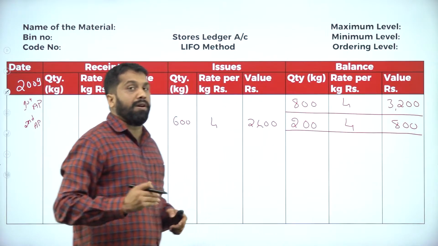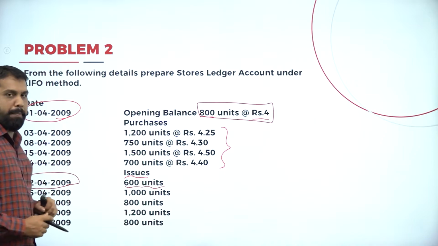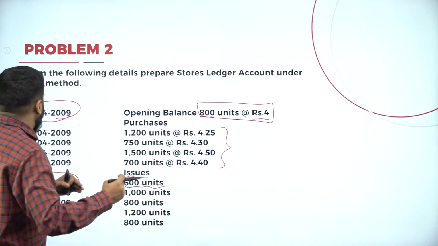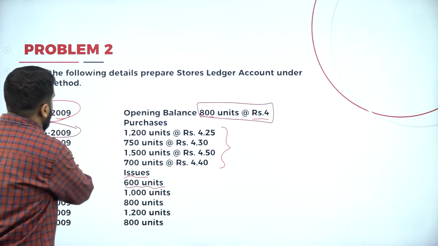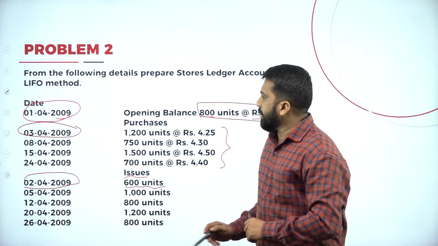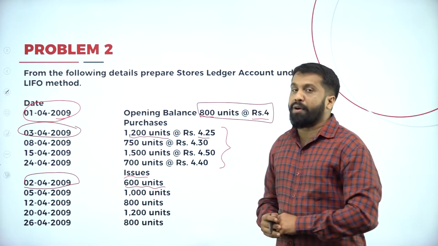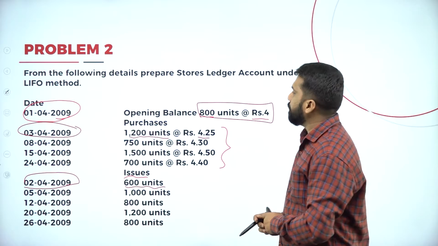Now we'll go for the next one. Once you're done with 2nd April, we should go for the next, which will be 3rd April. Now, what is given on 3rd April? 1200 units at 4.25.